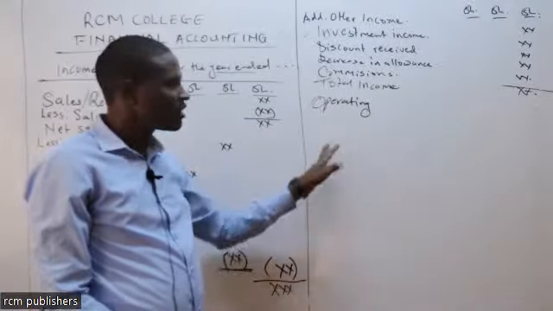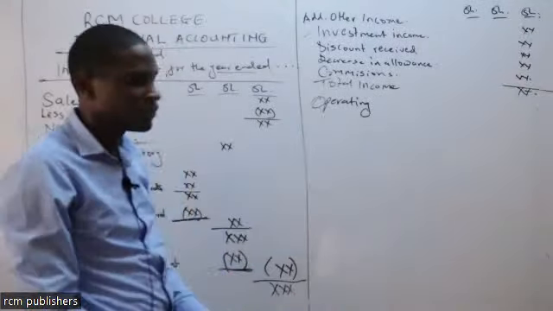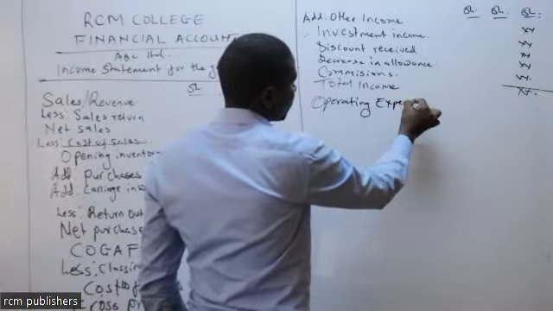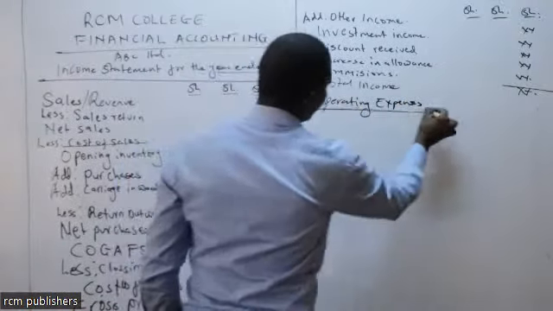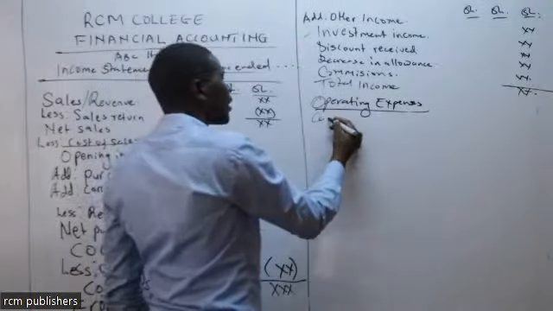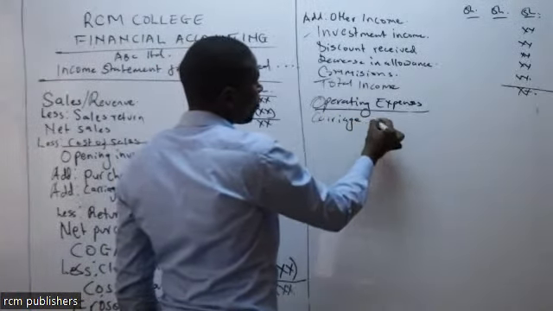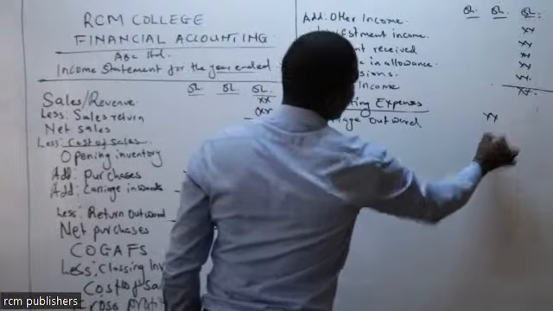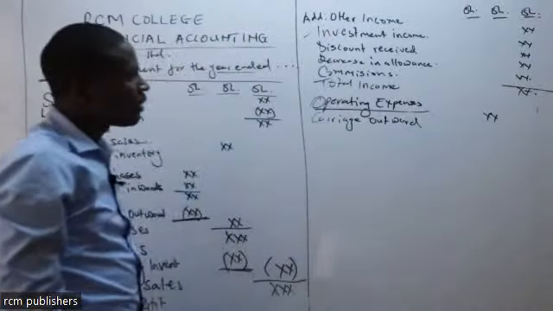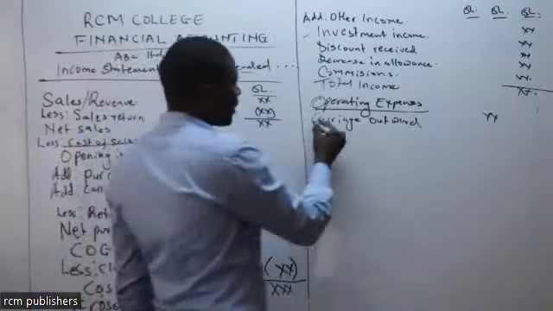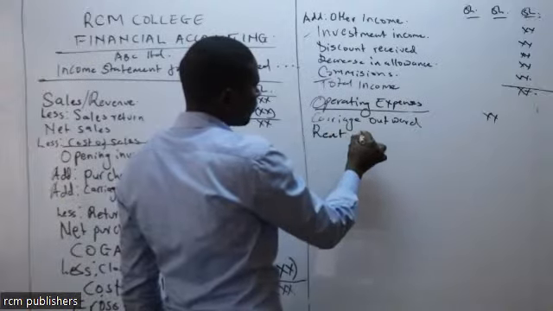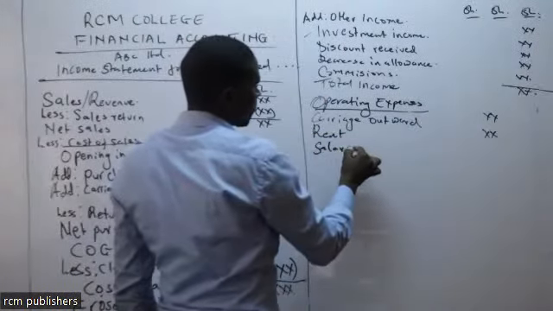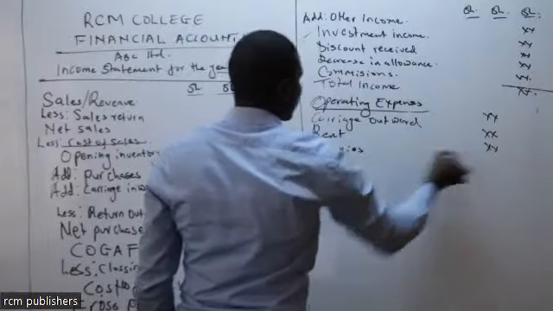Quickly write Y for yes and N for no, then we proceed. Then operating expenses. We start with the carriage outward. Never forget that carriage outward falls under expenses. Then we have rent, salaries, insurance.